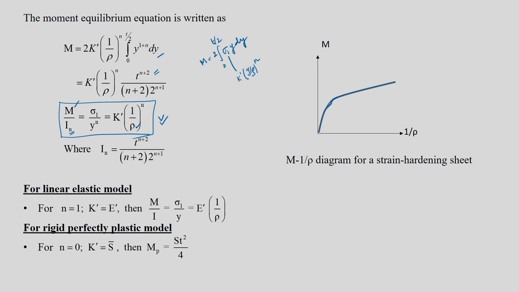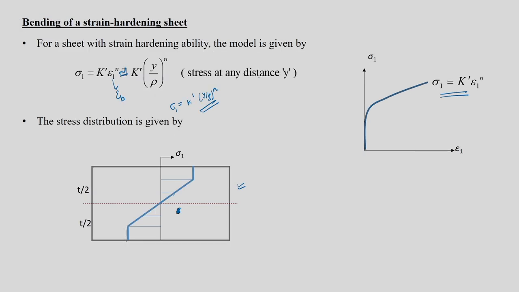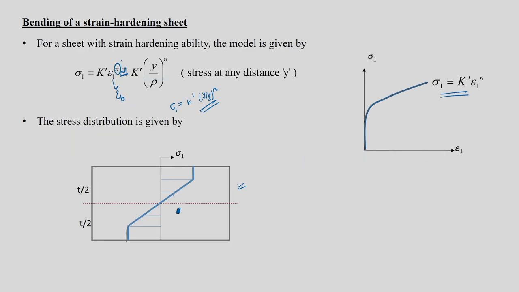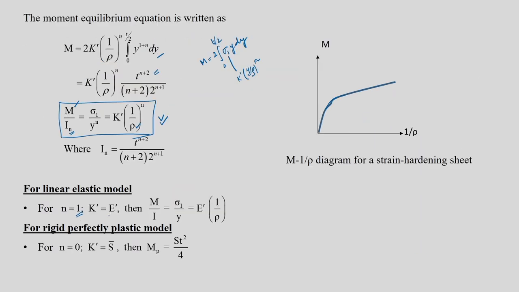If you put two cases here, for example n equal to 1, sigma is equal to k epsilon power n, so k dash will become E dash. It is nothing but sigma 1 equal to k dash epsilon 1, which is E dash only, which you have defined before. So k dash is nothing but E dash. Then we can directly write from this equation, M by I is sigma 1 by y equal to E dash into 1 by rho. When n is equal to 1, you get this.